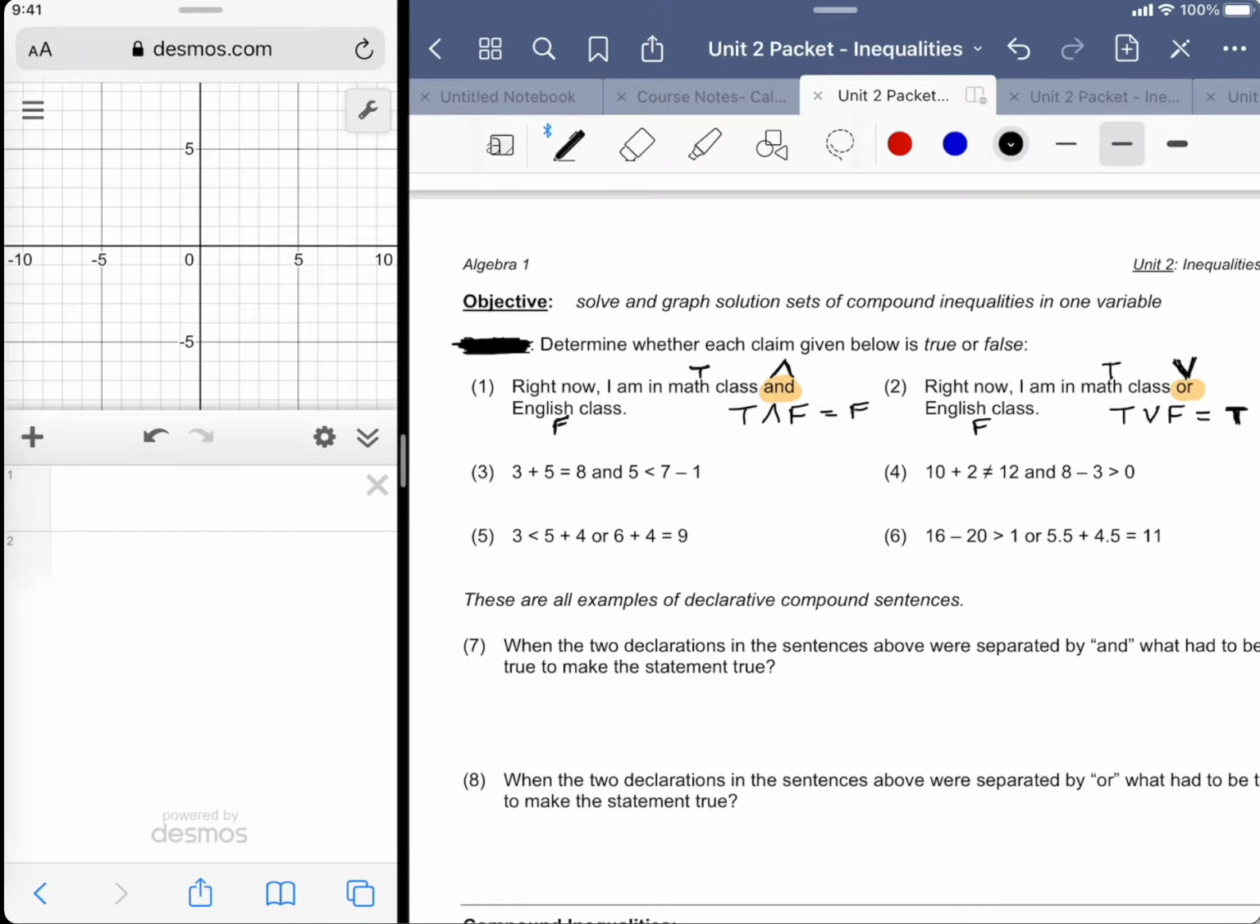But then we get into the math, all right? Because we can look at truth based not on perception but on the facts of the math. Like, for example, 3 plus 5 is equal to 8. That's a true sentence. 5 is less than 7 minus 1. 7 minus 1 is 6. 5 is less than that. That's a true sentence. Both parts of these sentences are true. There's no reason to think anybody's lying. So the whole thing should be true.